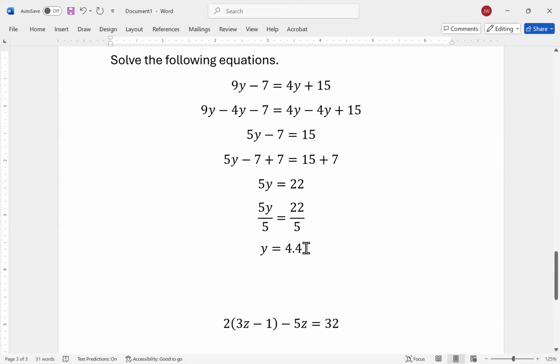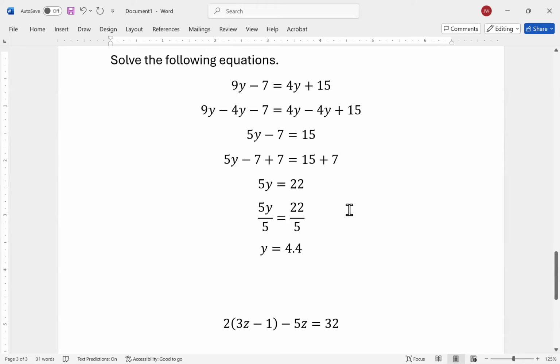You can plug that 4.4 back into the equation and see that you do indeed get a true statement. I won't show that step, but we just continually created equivalent equations. What you're allowed to do is add or subtract the same number from both sides. You're allowed to rewrite how a side looks, like do the algebra, and you're allowed to divide or multiply both sides by the same non-zero number.